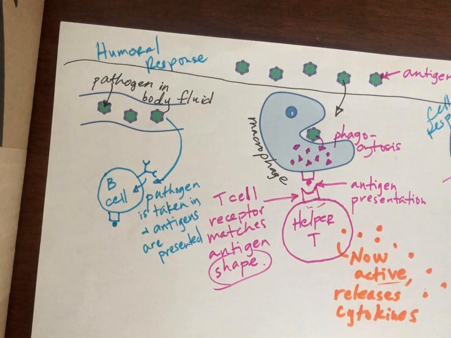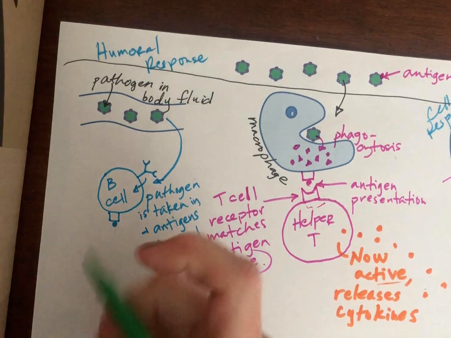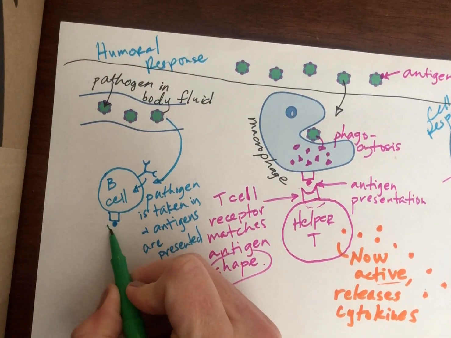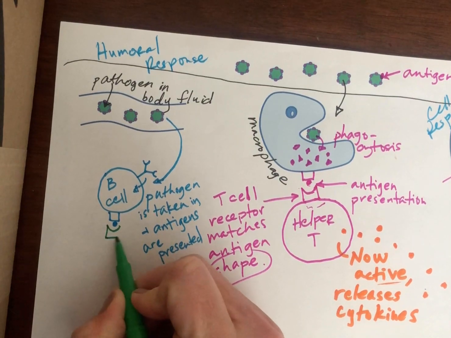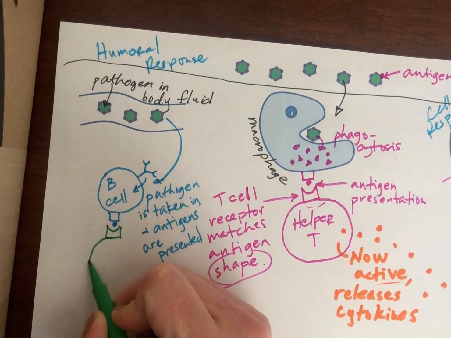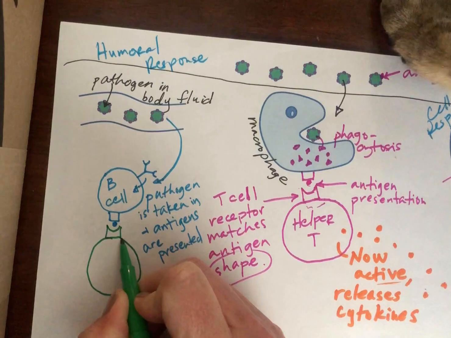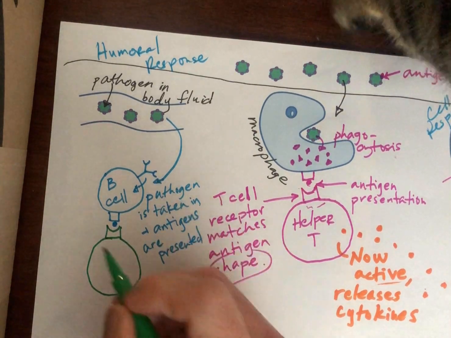At this point, the antigen, and I lost my other marker, I'm just going to have to draw it in a different color. The antigen is going to be recognized by the helper T cell.